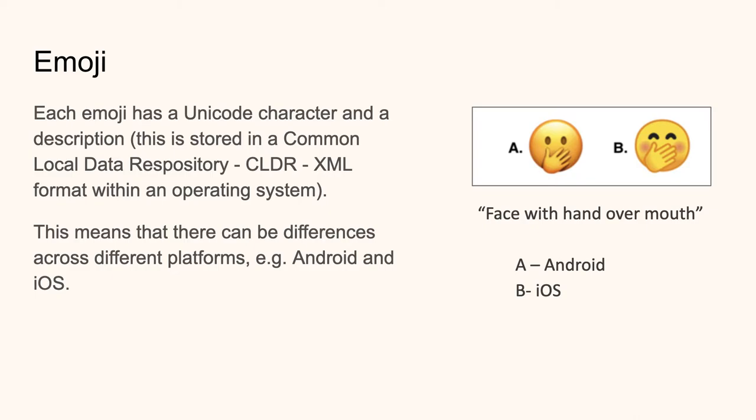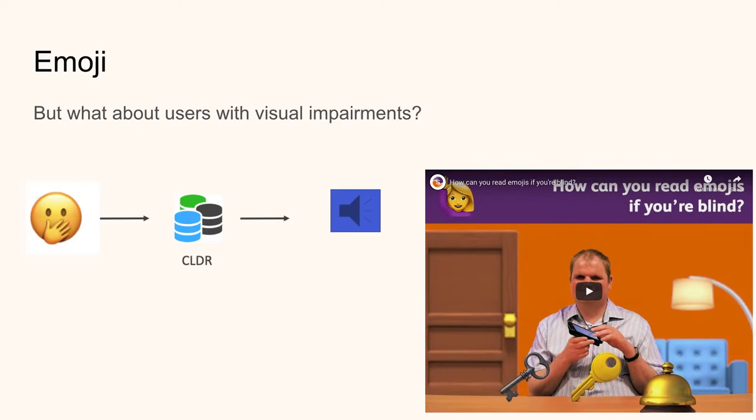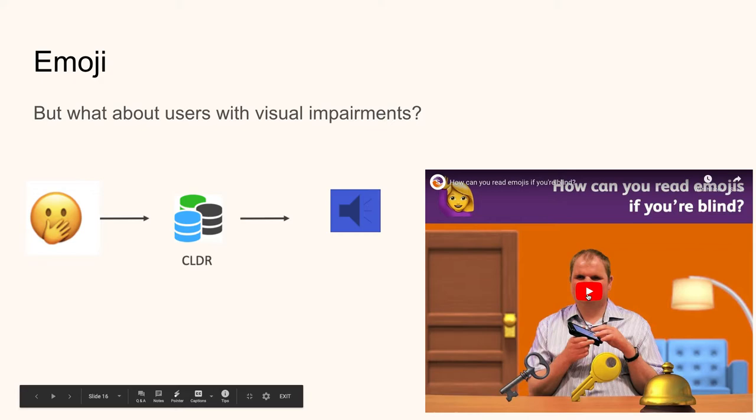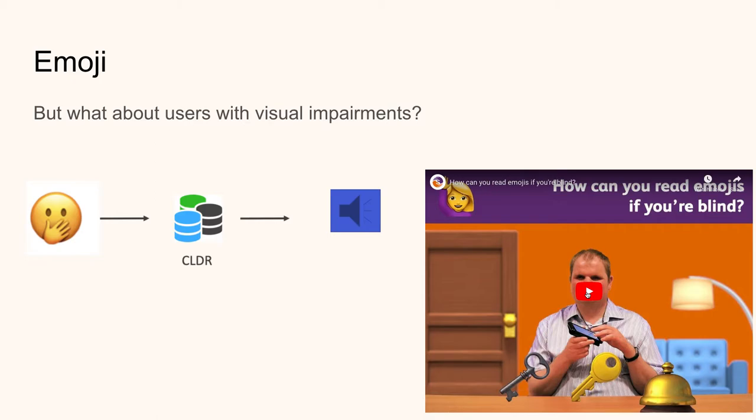So even if you can see these things, there are problems, right? Users with visual impairments, what typically happens is, rather than seeing the visual representation of something, they see that description. So, face with hand over mouth. This video here is just to give you a sense of how that sounds. I won't play it all, I'll just skip through different parts. What does someone who is blind hear when they're trying to find something? This is a video of someone going through, within a messaging service, all the emojis that are available.